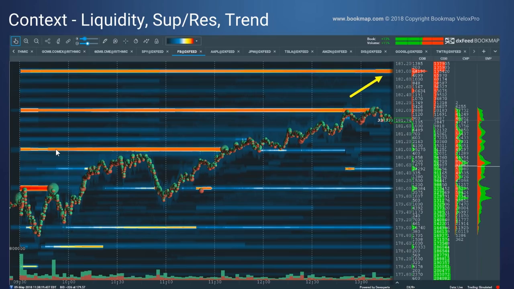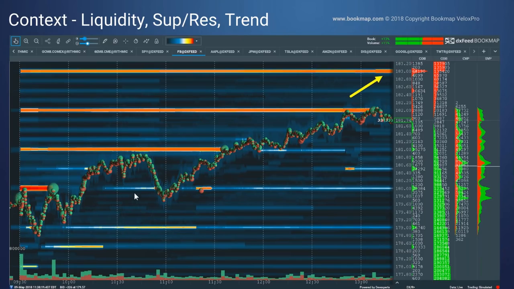The liquidity's up here. So we come up and test up into that area, just shy of it here. We get our deep pullback and then finally we test through it. Now, those areas of high liquidity here and here and here, you can see how these are acting as resistance, because they're staying in the book here. This is supply.